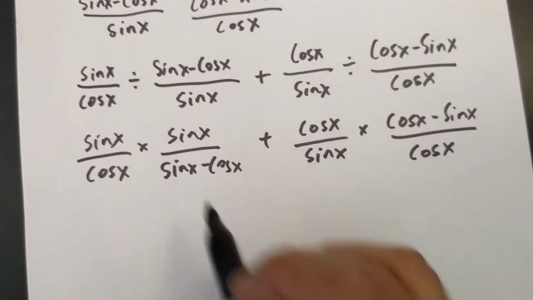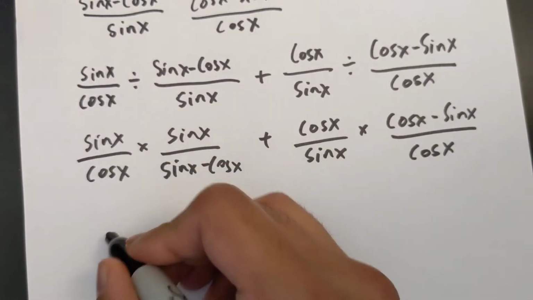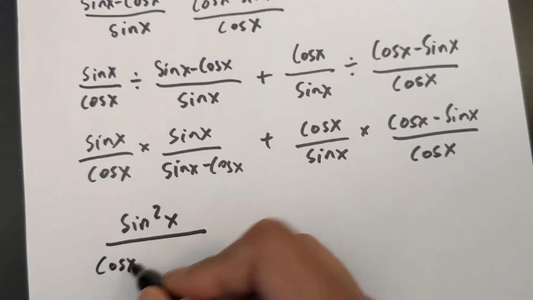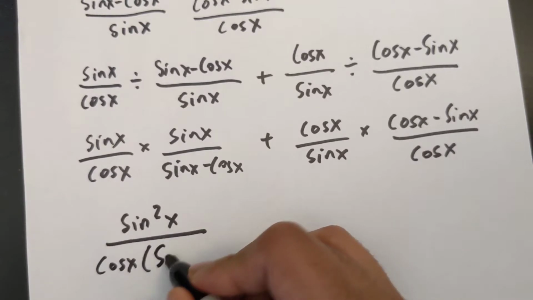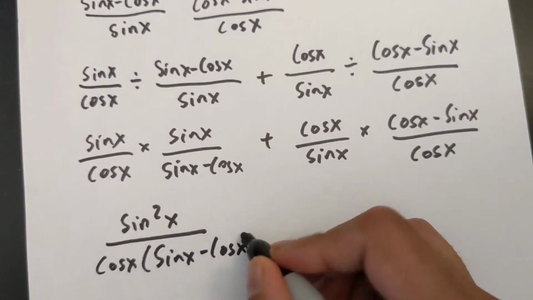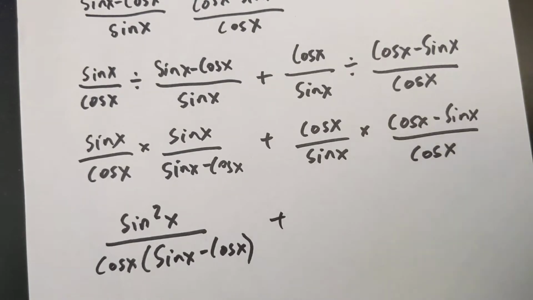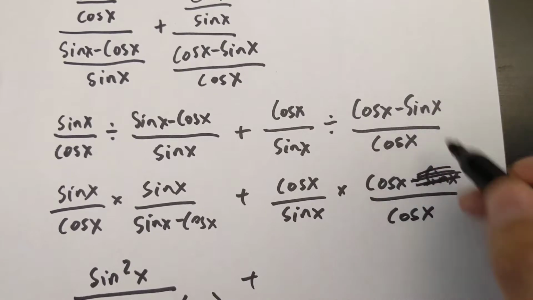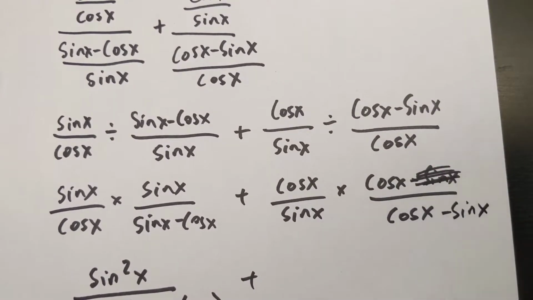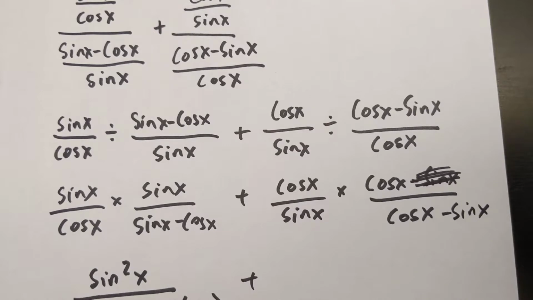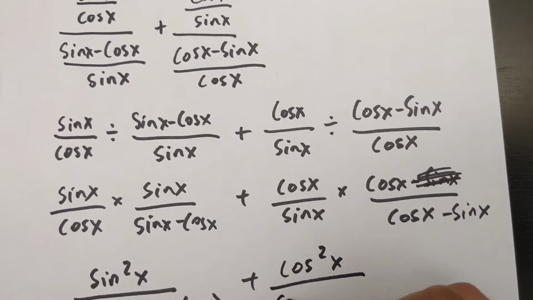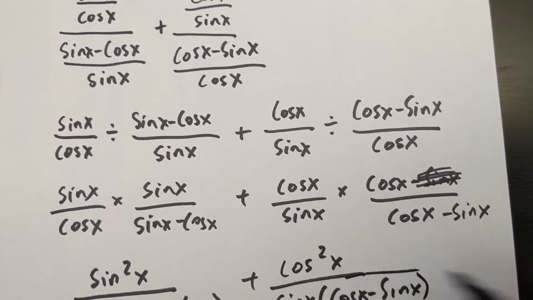And then I'm going to just write them with the common denominator. So this sine x is sine square x over cos x, sine x minus cos x plus, oops, I forgot to flip this one, cos x minus sine x. Forgot to flip that, so flipped it here. So that becomes cos square x over sine x cos x minus sine x.